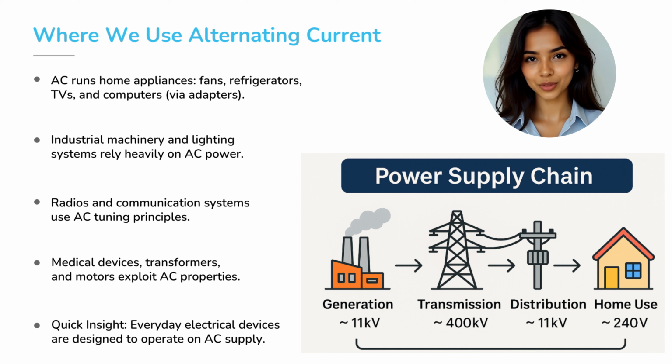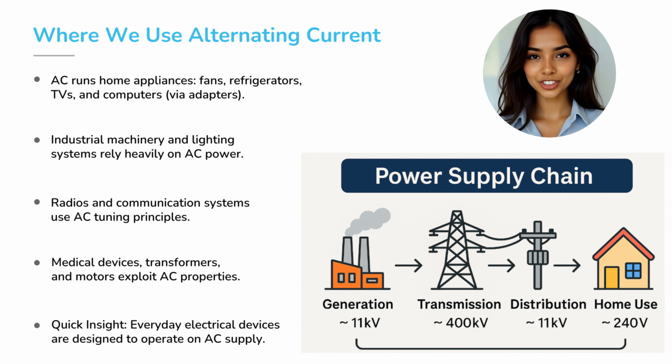From the moment you switch on the fan in the morning to the lights that brighten your room at night, AC is quietly at work everywhere. Let's start with the home. Your appliances like fans, refrigerators, televisions, and even computers, through adapters, all run on AC power. Without AC, daily life would feel incomplete, almost like a home without air to breathe.